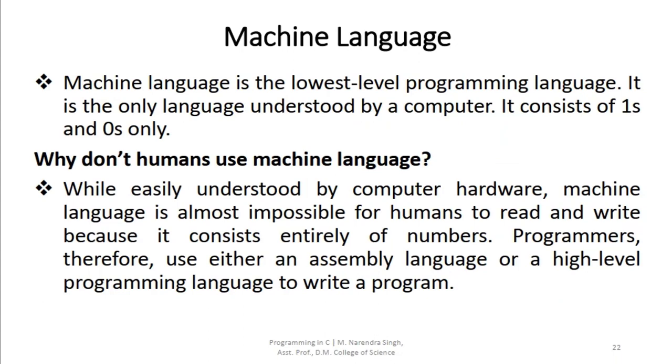What is machine language? Machine language is the lowest level programming language. It is the only language understood by a computer. It consists of only ones and zeros. Now, why don't humans use machine language? While easily understood by computer hardware, machine language is almost impossible for us humans to read and write because it is entirely zeros and ones. So programmers therefore use either an assembly language or a high-level programming language to write a program.